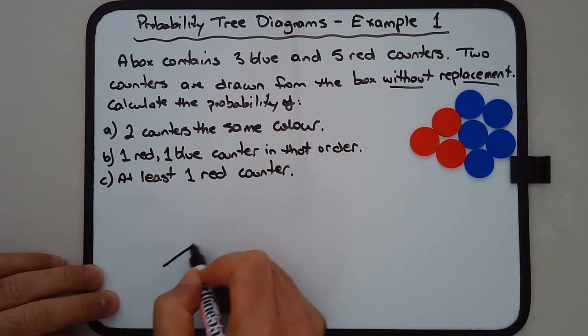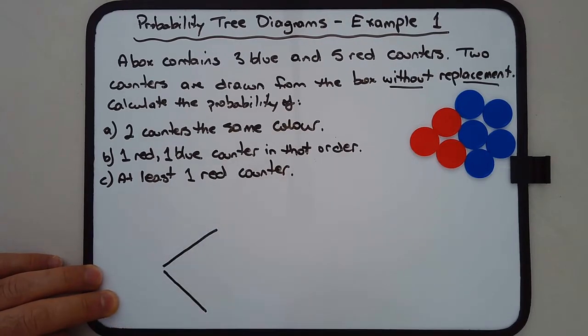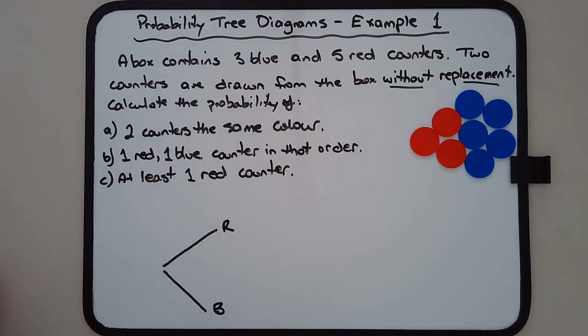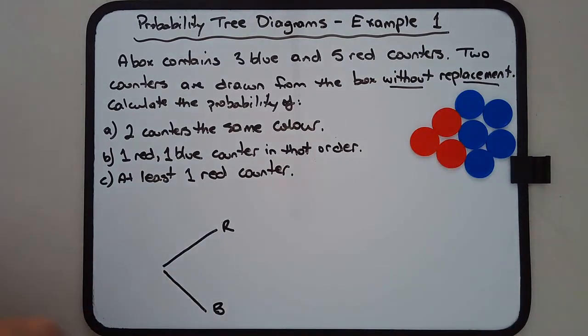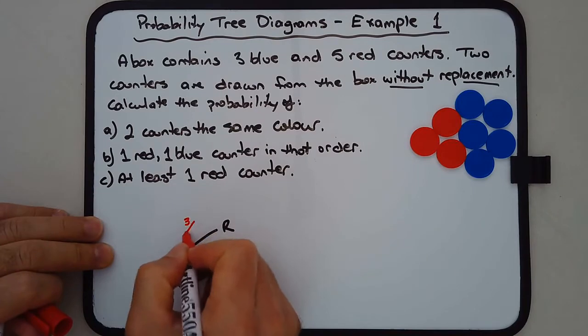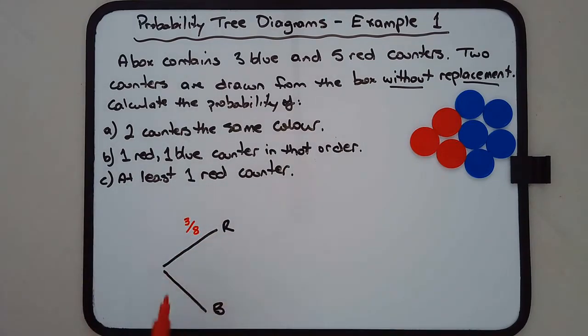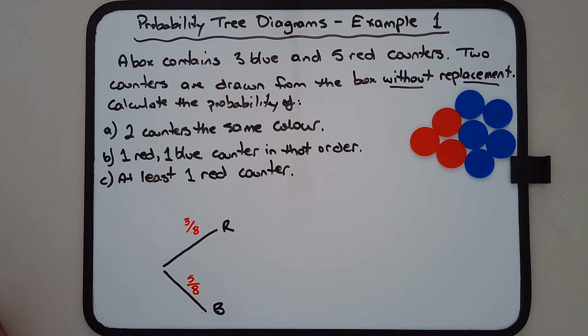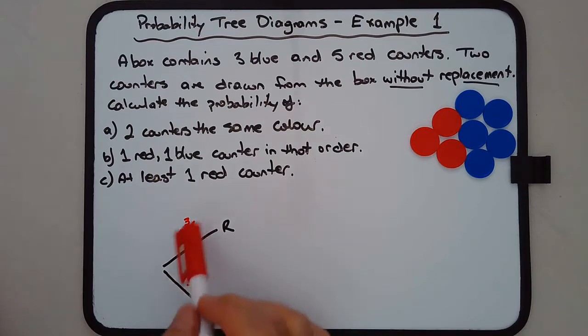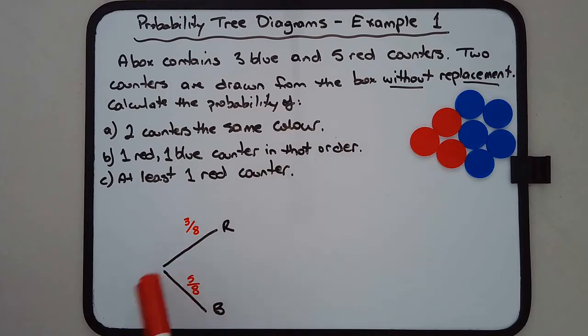So first stage, we can draw either a red or a blue counter. So the reds, we've got 3 out of 8, and that's the probability of drawing a red on the first go. So I'll just put the probability there on that branch. This branch, obviously, we've got 5 blue counters out of 8 in total. So that's the first stage. Notice that the branches that come from the same point have to add up to 1. So 3 on 8 plus 5 on 8 will give you 1.